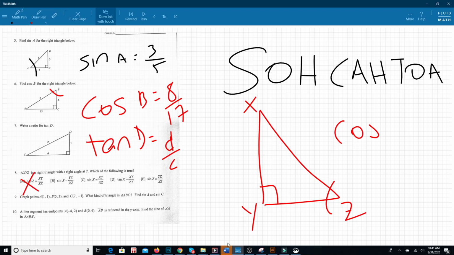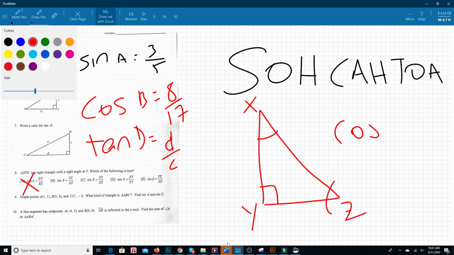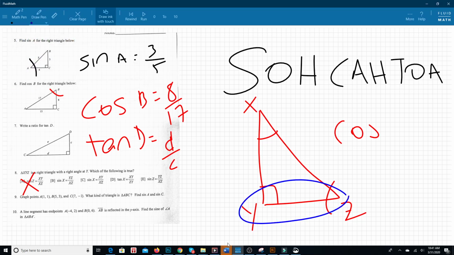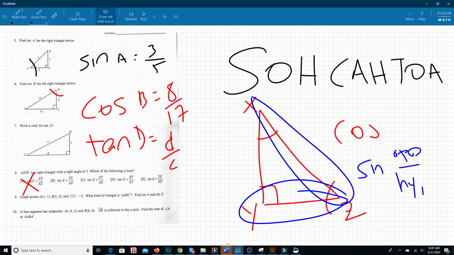Next one says the sine of X. The sine of X is going to be opposite over hypotenuse, so YZ over XZ. Sine is opposite over hypotenuse.